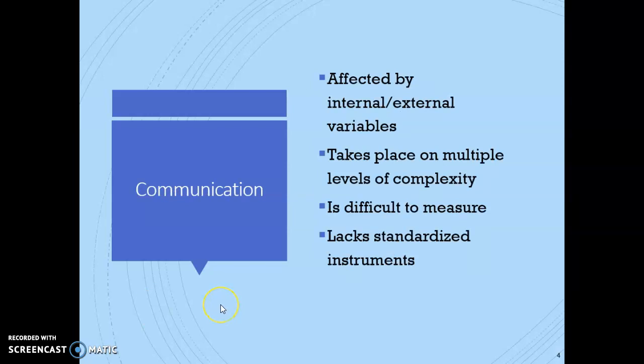Communication, of course, can be affected by both internal and external variables. Communication takes place on multiple levels of complexity. Sometimes we're appearing as though we're hearing something or really listening when we're not. And then you can know that the right thing has been said, but validation hasn't taken place, or there are too many conflicting things going on in terms of communication.